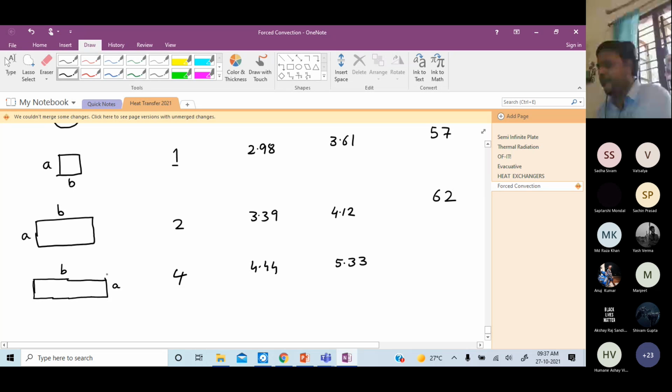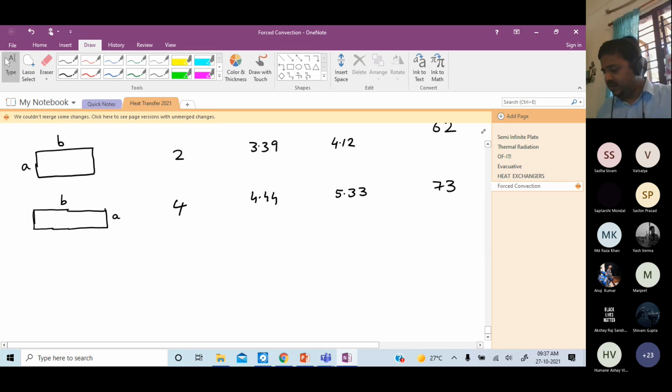This boundary layer grows first, the boundary layer along A, or basically normal to B, they interfere first, and A interferes later. Okay, so 5.33, and then 4.44, that is fine. And this is for 4, now this is 73, okay?